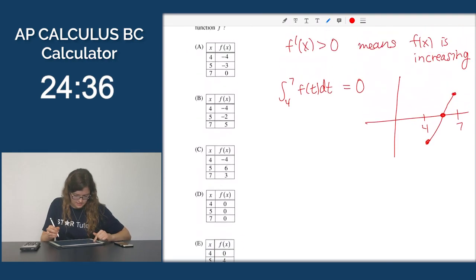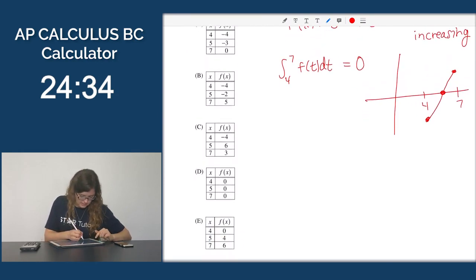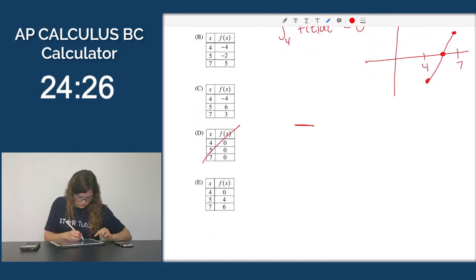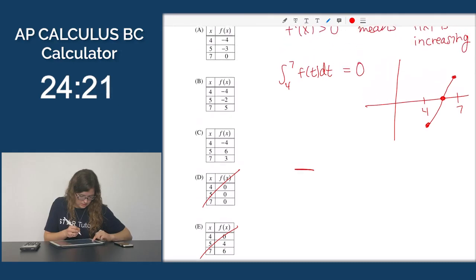Since it's the derivative, it's got to be increasing. So D is not increasing. That's just a constant 0. That's not increasing. So not D. E would just always be positive. It would have positive integrals. So it's not E.